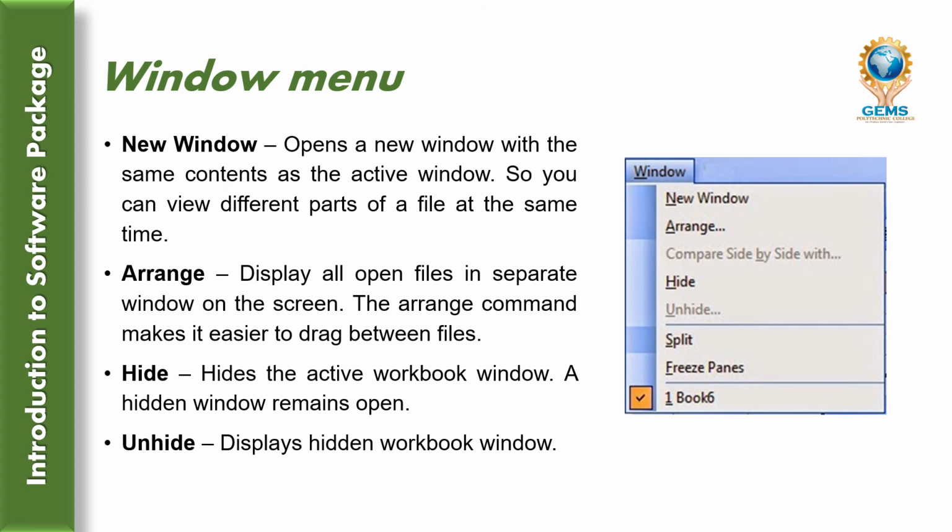The Arrange option under the Window menu helps you display all open files in separate windows on the screen. The Arrange command makes it easier to drag between files. The Hide option under the Window menu hides the active workbook window; a hidden window remains open. The Unhide option displays a hidden workbook window.